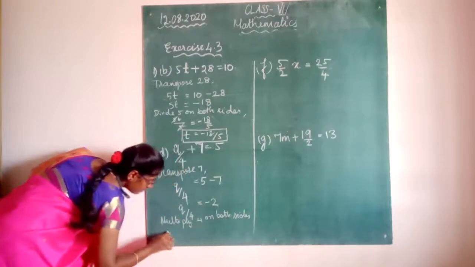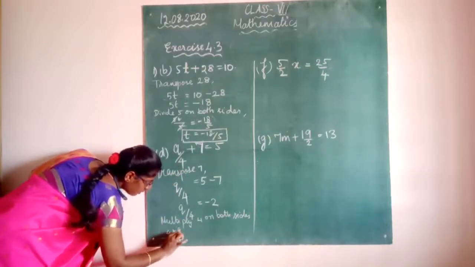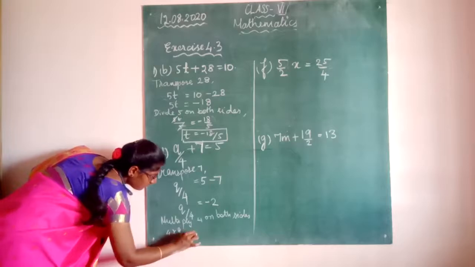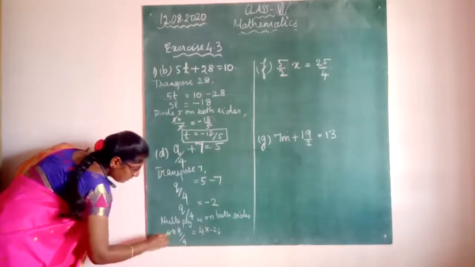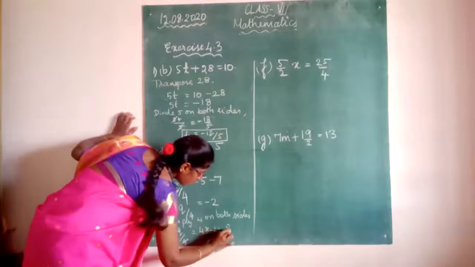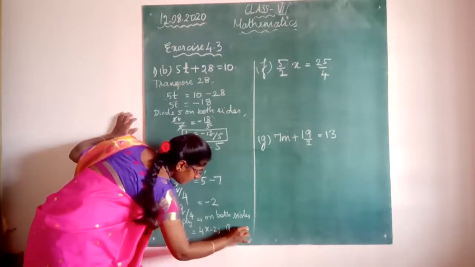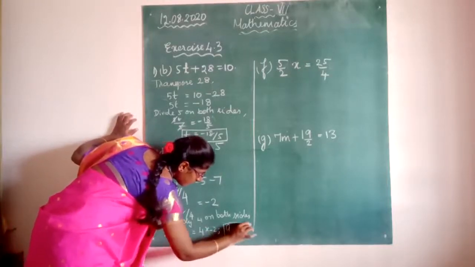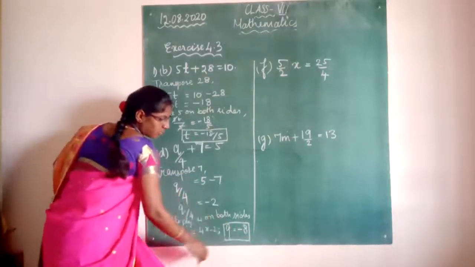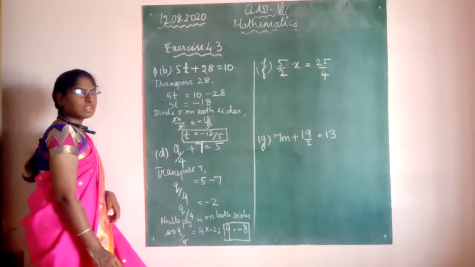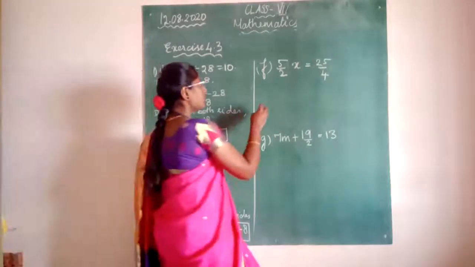Okay. So 4 into q by 4 equal to 4 into minus 2. And that is, 4 will get cancelled. So q is equal to minus 8. Right? Plus into minus is minus and 4 2s are 8. So q is equal to minus 8. Clear?